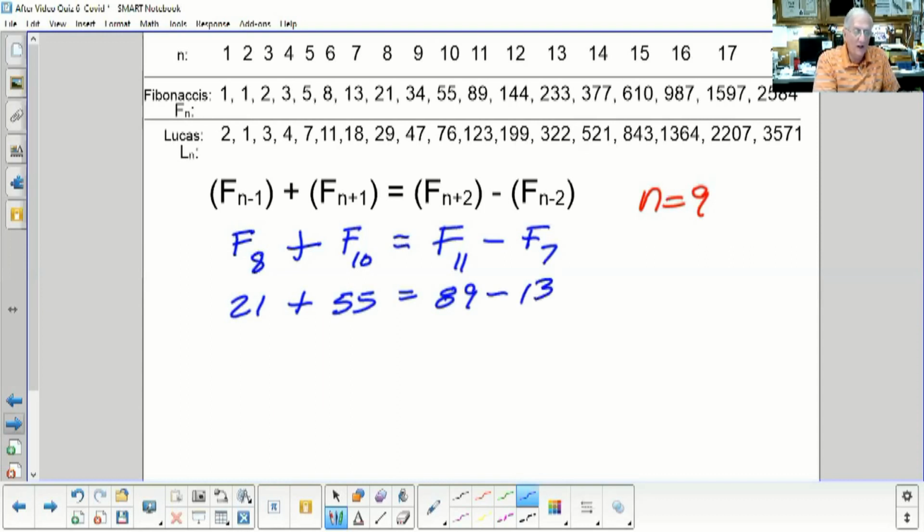So if I add 21 and 55 together, you can see I get 76. Is that equal to what's on the other side? 89 minus 13 is also what? Wait a minute, I subtracted wrong. It's 76, sorry, I said 76, I think, and wrote 75. 89 minus 13, what is that? That is also 76. It checks out. So for this sentence to work, it appears that no matter what Fibonacci numbers I place in that sentence, the left side will come out equal to the right side.